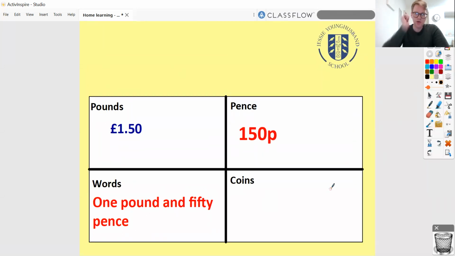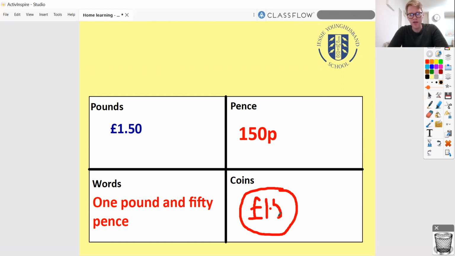So same as last week, your drawings don't need to be super accurate, but they do need to be real UK coins. So, for example, this is what you're not going to do. I couldn't do £1.50 as one big mega coin here because obviously we know there isn't a UK coin that's worth £1.50. So I'm not going to do that. Instead, we're going to make this up using the real UK coins.